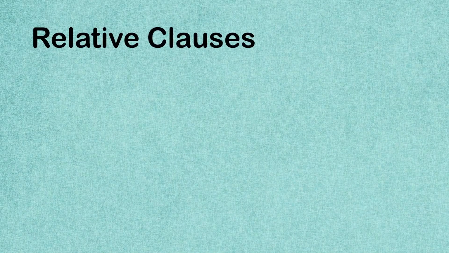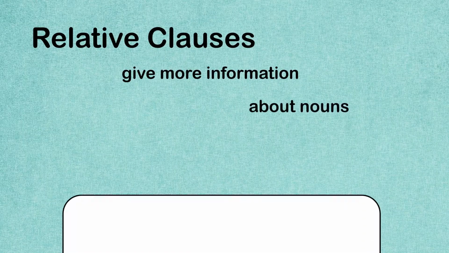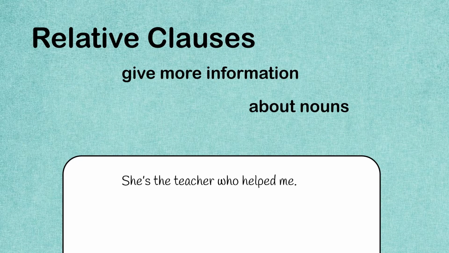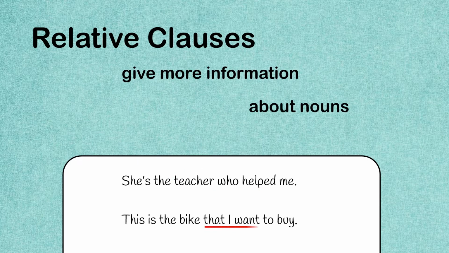Relative clauses give more information about nouns. For example, she's the teacher who helped me. The relative clause is giving more information about this noun, teacher. Here's another. This is the bike that I want to buy. Here is the relative clause, and here's the noun it's giving more information about.